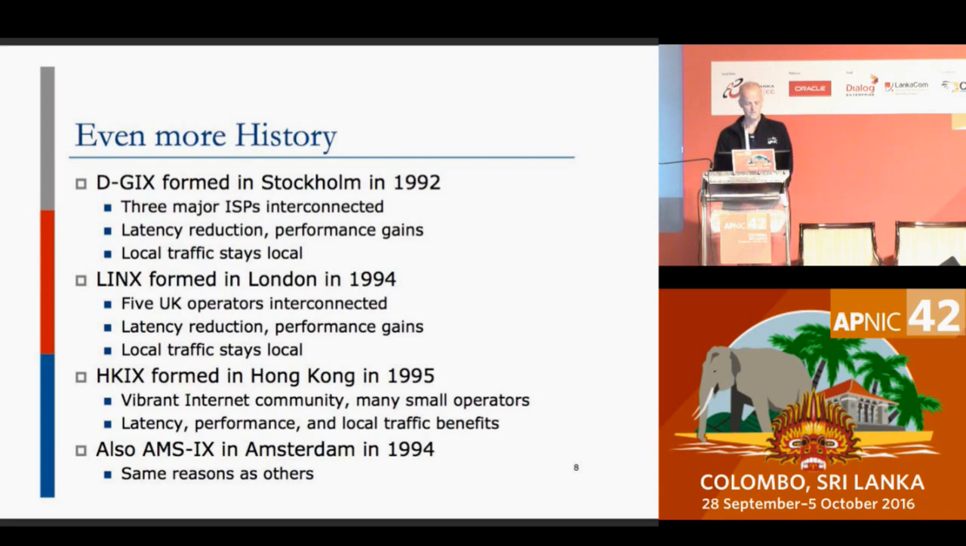HKIX, of course, in this part of the world, formed in Hong Kong. I think it was probably the first one in Asia Pacific, 1995. Again, vibrant internet community, lots of local operators, and again, for latency, performance, and local traffic benefits. AMS-IX started in Amsterdam, not long after LINX did, again for the same reason, interconnecting local networks. There are probably others who've got history back to those mid-90s years, but really from these first few appearing, there were many exchange points started growing or appearing in the following years.